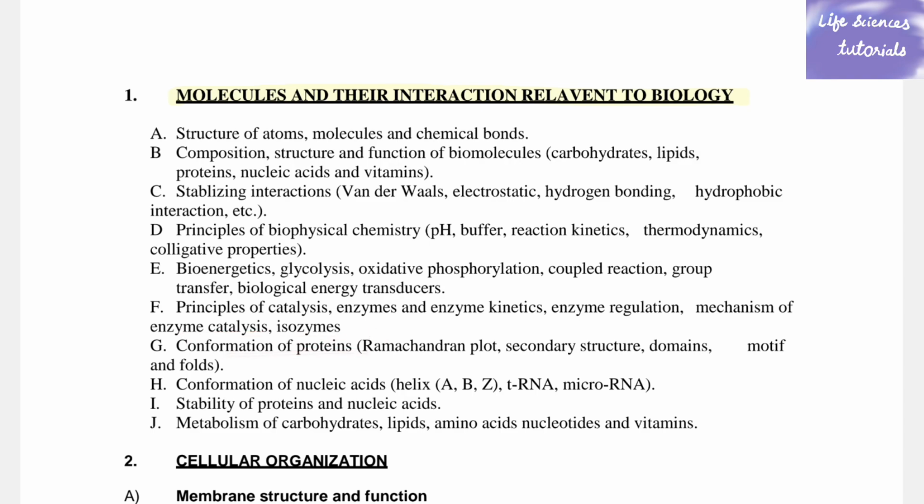Then we have the conformation of proteins, a very important topic. We have Ramachandran plot, then the secondary structure, domains, motif, folds, right? So different levels of protein structure. Then we have nucleic acids, the different forms of nucleic acids, different forms of DNA. Then we have the different types of RNA, very important. DNA and RNA, both their structure and functioning.